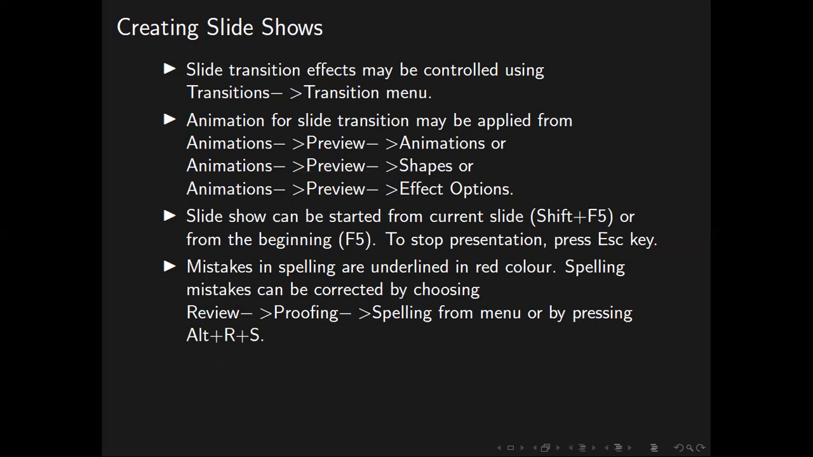These four items, F5, Shift F5, F7, Shift F7, are important. They may ask you about the shortcuts for starting the presentation from the beginning or from the current slide. Shortcut for proofing, what is it? Spelling and grammar or thesaurus.